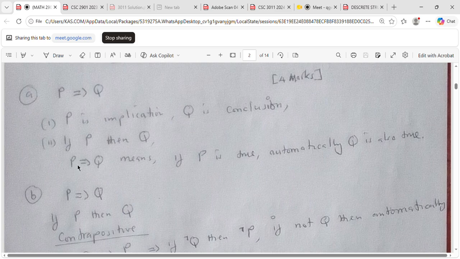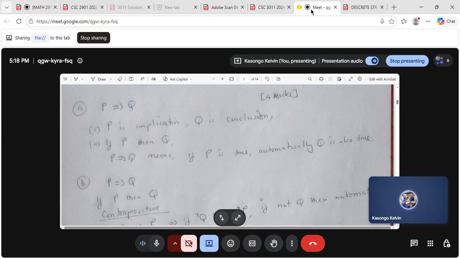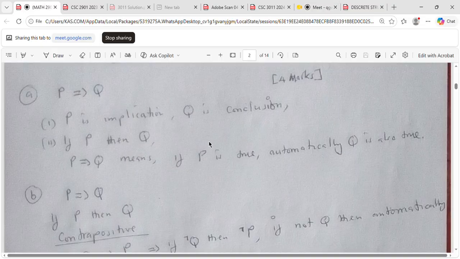When you see P implies Q, it means if P is true, automatically Q is also true. So marks allocation there is quite important. We really can't overemphasize that as you go into that test of yours.